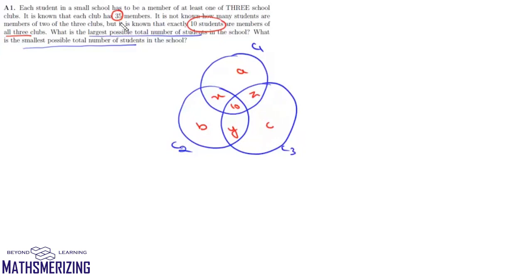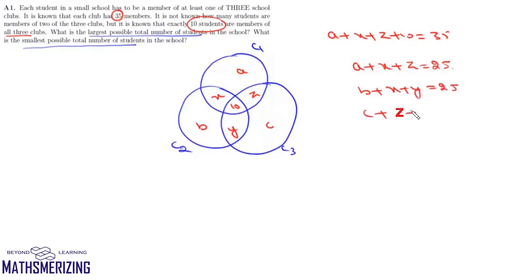Now it is given that each club has 35 members. That means for club C1 we can write A plus X plus Z plus 10 equals 35, so A plus X plus Z equals 25. In the same way, B plus X plus Y is 25 and C plus Y plus Z is also 25. Now we add them: A plus B plus C plus 2(X plus Y plus Z) equals 75.